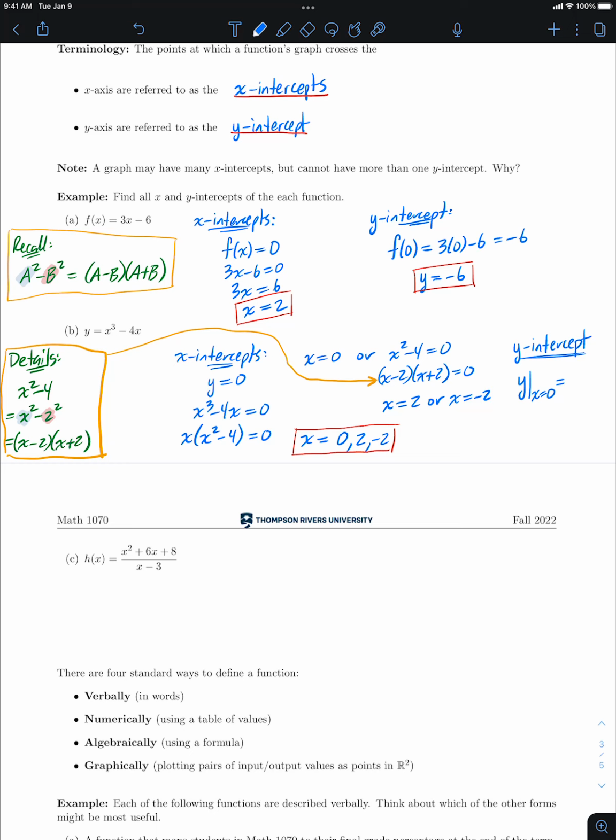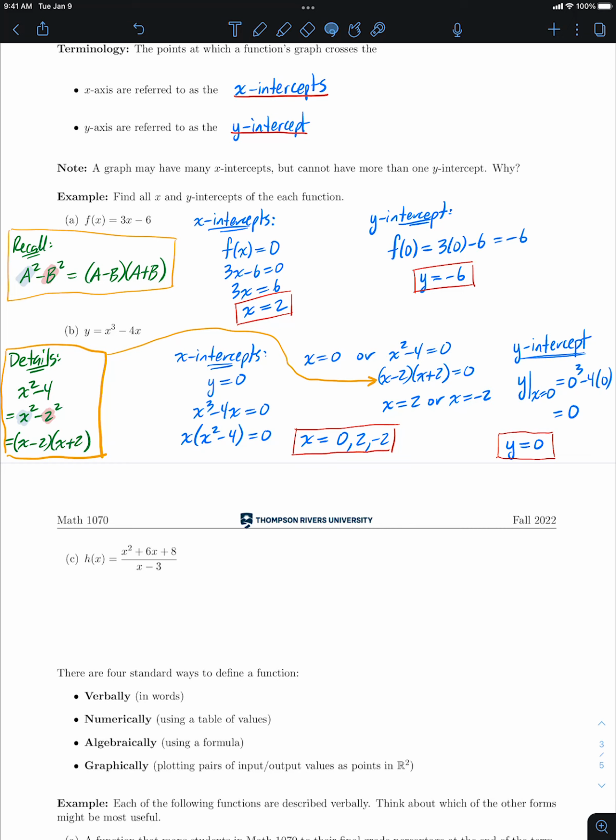So you have 0 cubed minus 4 times 0. And that's going to give you, well, 0 cubed is 0. 4 times 0 is 0. So you just end up getting 0 minus 0, which is 0. So the y-intercept is just y equals 0. And shame on me, I kind of really squished that. So if you ran out of room on your page, sorry, I hope you have some extra paper handy that you can finish those notes off on.